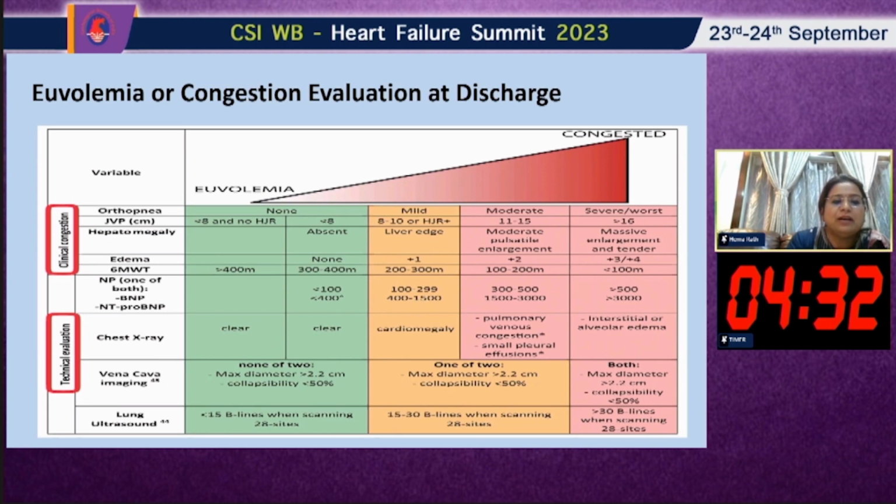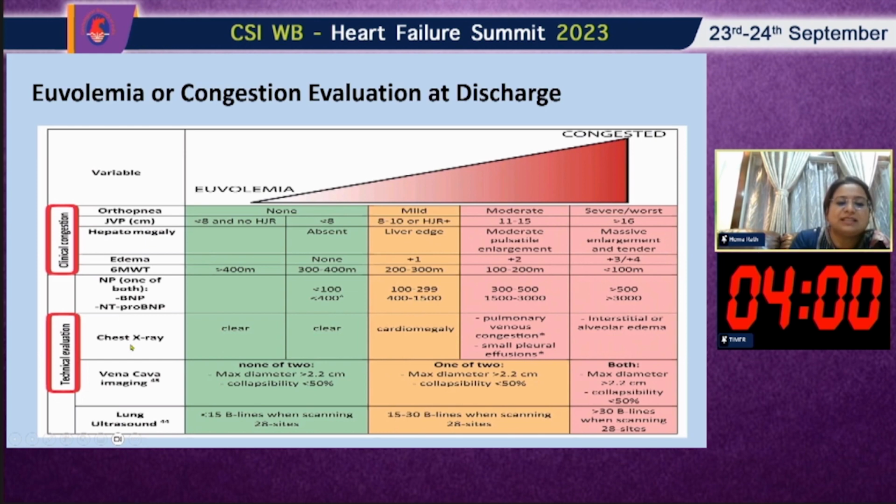Volemia can be assessed either by clinical condition or technical evaluation. Clinically, you look for orthopnea. Usually in the euvolemic patient there will be none, and in the congested patient it will be worse. JVP is less than 8, and can be more than 8 or 16 and much higher. Hepatomegaly is absent in euvolemia and present in congestion. There is not much edema, and the 6-minute walk test will be more than 400 meters, but less than 100 if he is still congested.